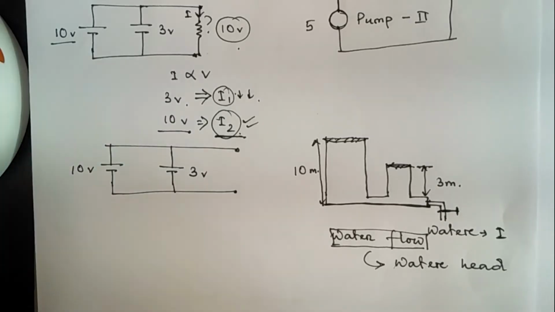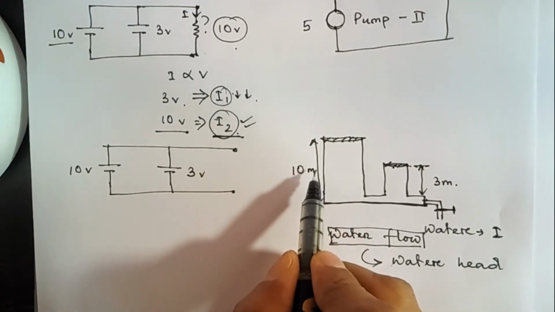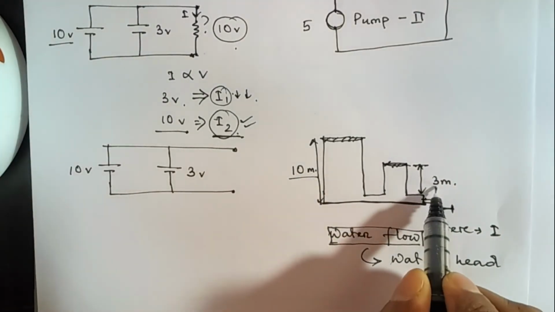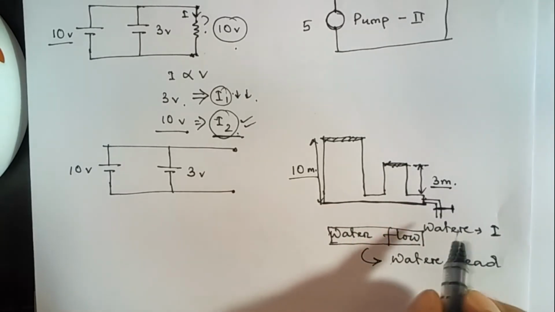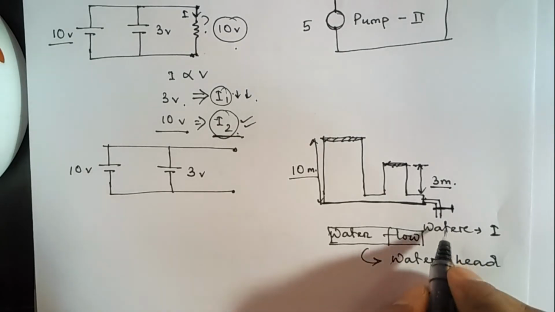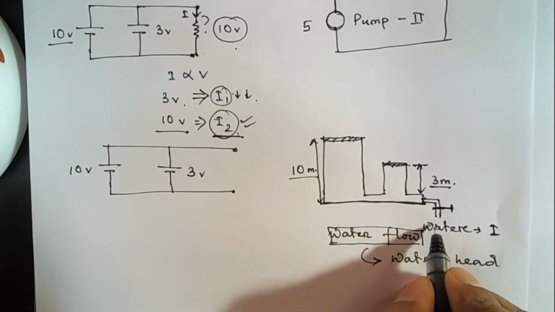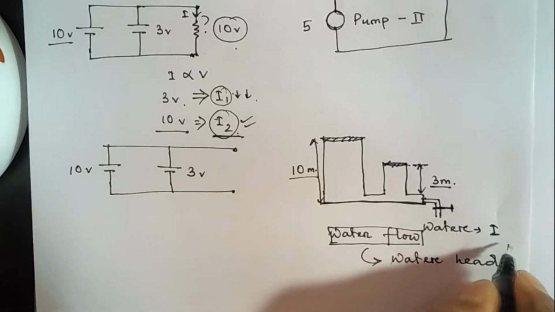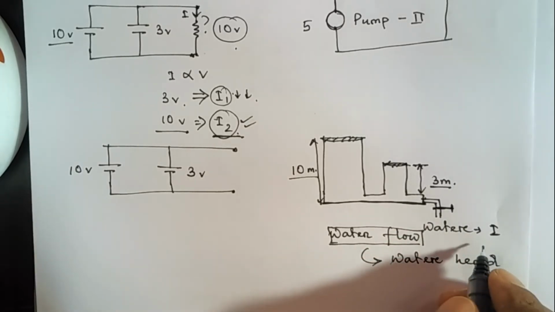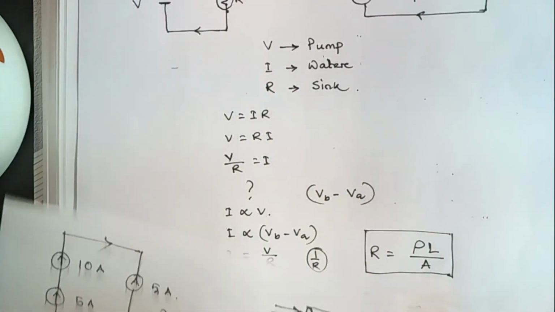Why? Let's consider this system. Here the water head is 10 meter, here the water head is 3 meter, and we have connected a tap over here. The water flowing through this way is analogous to the current, right? Because we have seen the water is analogous to current.